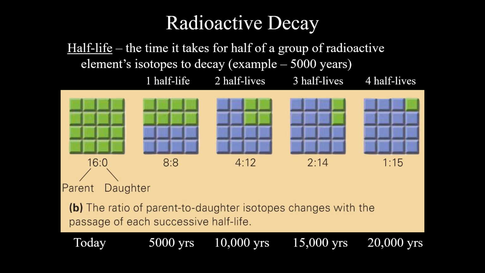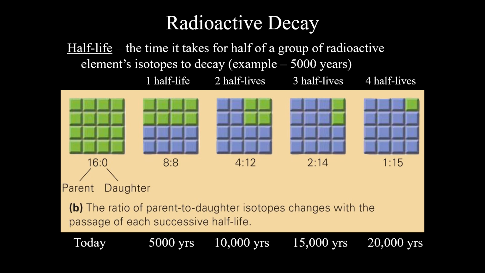So imagine that we start on the left-hand side, and the green blocks are parent, so that's the unstable radioactive isotope, and the blues are the daughter, that's the stable isotope that the parent eventually decays into. We start with 16 parents and 0 daughters. We go through 1 half-life. We lose half the parent, so we go from 16 to 8, and we have to take those parents and turn them into daughters, so we go from 0 to 8 on the daughter side. So notice we have a ratio of 1 to 1.